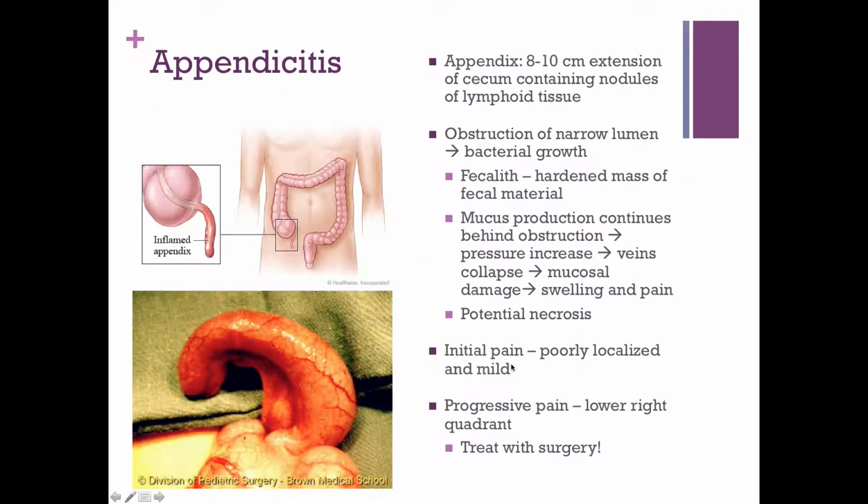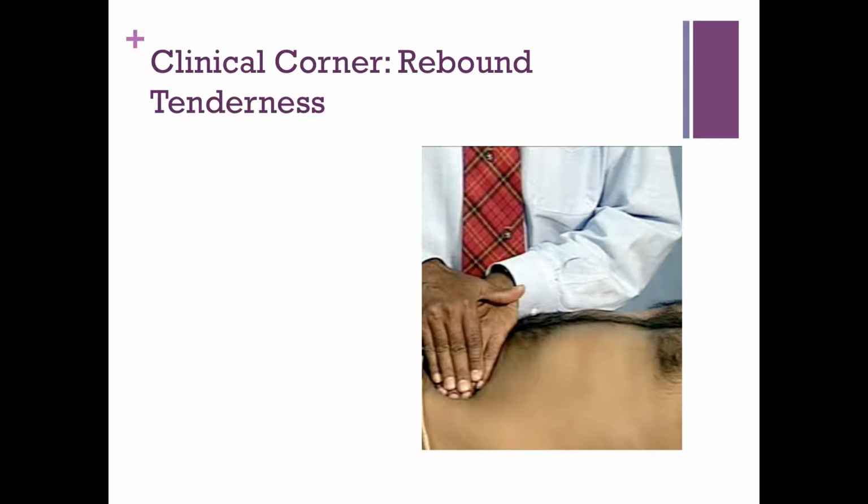Well, you treat it with surgery. The most important thing to know is whether or not that person is in acute abdomen. Acute abdomen is when there is something really swollen pushing on the peritoneum, and that person will have a positive rebound tenderness test. So visit the clinical corner with Dr.